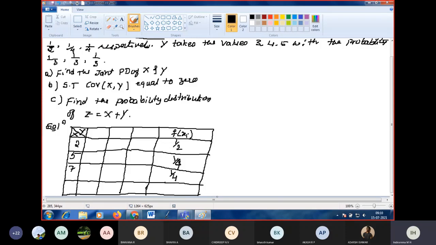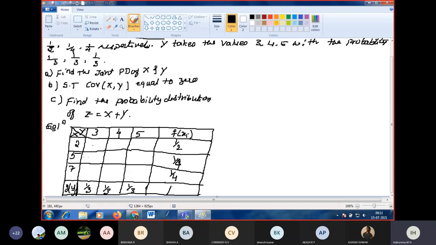And what are the Y values given? 3, 4, 5. And probabilities of Y means G of Y is given. G of Y is given as 1 by 3, 1 by 3, 1 by 3. If you add 1 by 3, 1 by 3, 1 by 3, what will you get? 3 by 3, that is 1. 1 by 2 plus 1 by 4 plus 1 by 4 is? 4 is the LCM. 2 plus 1, 3 plus 1, 4. 4 by 4, that is 1.